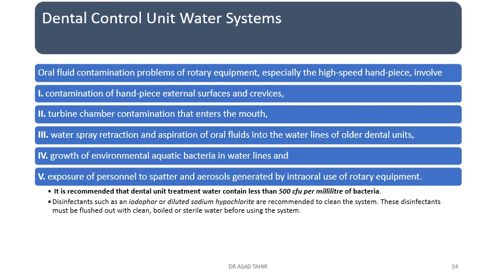It is recommended that dental unit treatment water contain less than 500 CFU per liter of bacteria. Disinfectants, such as an iodophor or diluted sodium hypochlorite, are recommended to clean the system. These disinfectants must be flushed out with clean, boiled or sterile water before using the system.